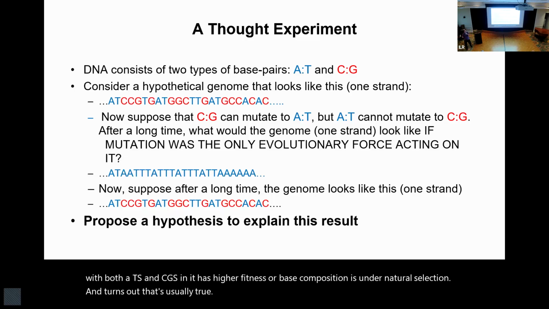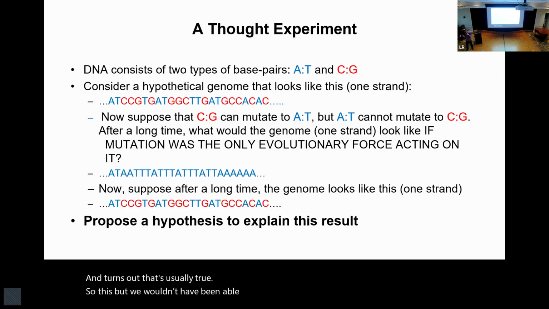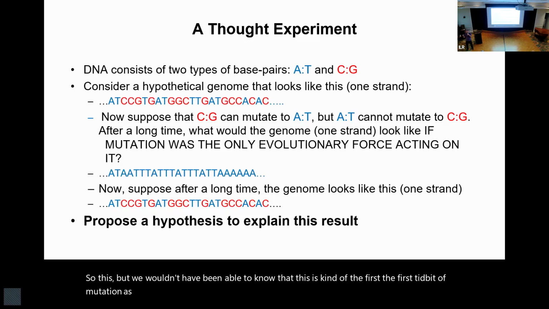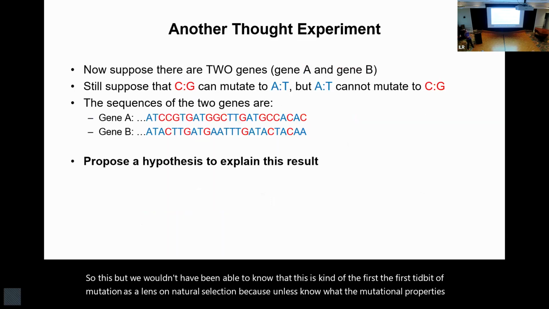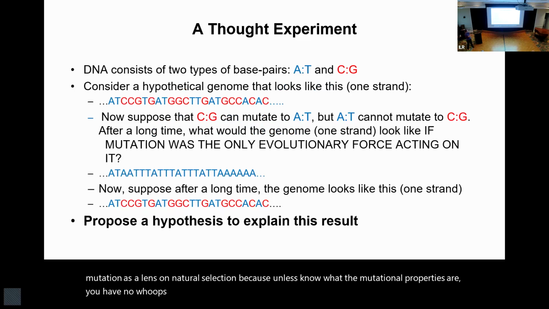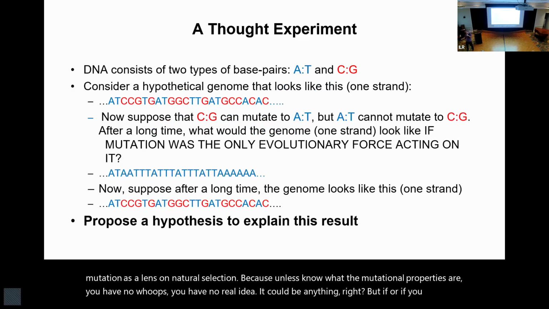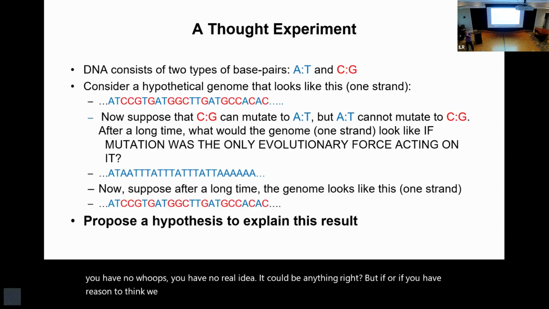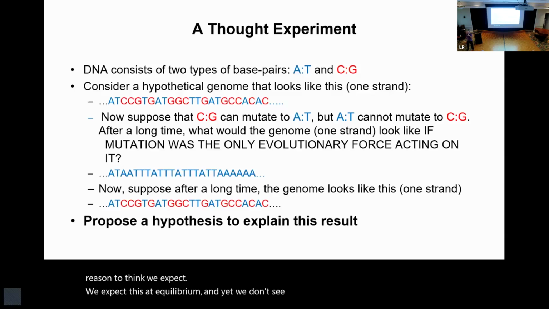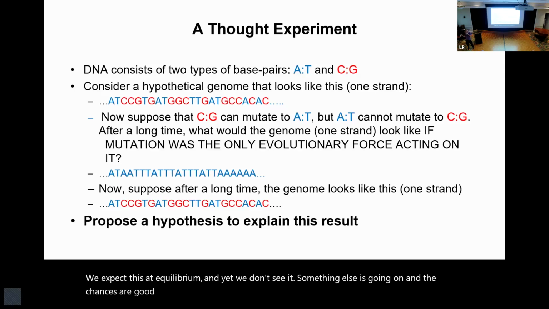But we wouldn't have been able to know that. This is the first tidbit of mutation as a lens on natural selection, because unless you know what the mutational properties are, you have no real idea. Well, it could be anything, right? But if you have reason to think we expect this at equilibrium, and yet we don't see it, something else is going on, and the chances are good it's natural selection. So that's how knowing the mutational properties can tell you something about natural selection.